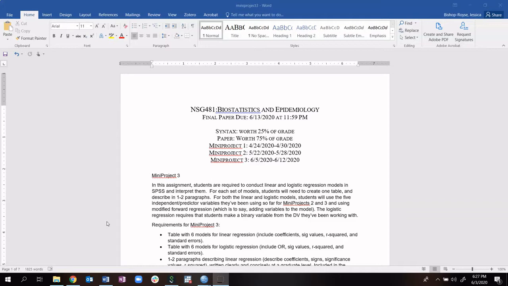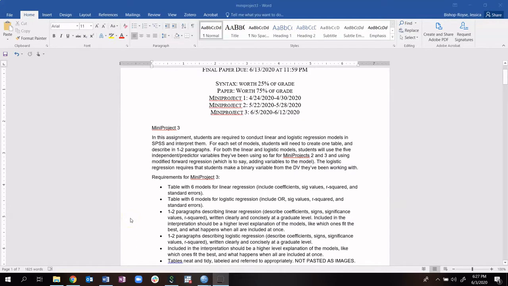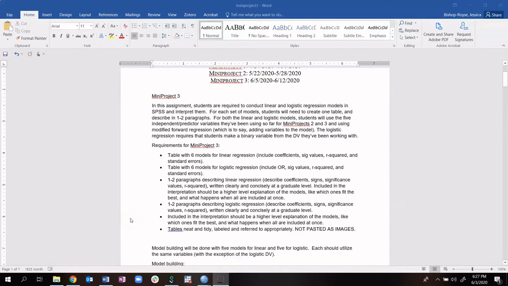All right. So just to start, what's happening with Miniproject 3 is we're going to conduct 6 linear regression models. 5 of them are going to be unadjusted, which means that they are simply an independent variable with a dependent variable. So 1 IV and 1 DV. We're going to do this for all 5 of our independent variables, and then we're going to have a final multivariable regression model which has all the independent variables in it.